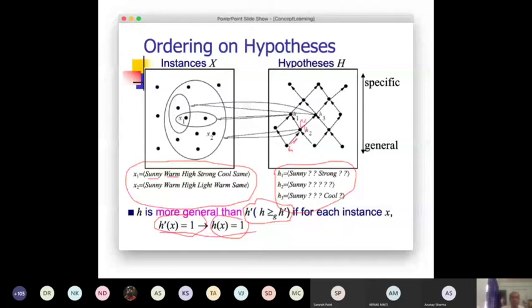Okay, so can you tell me which is the most general and which is the most specific hypothesis in this particular space? What could be the most general hypothesis, and what could be the most specific hypothesis? A hypothesis with all question marks should be the most general. And what should be the most specific? All values filled up. Exactly, so all null is the most specific hypothesis, right?